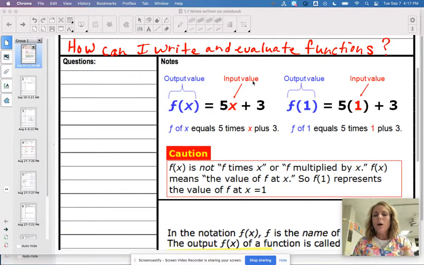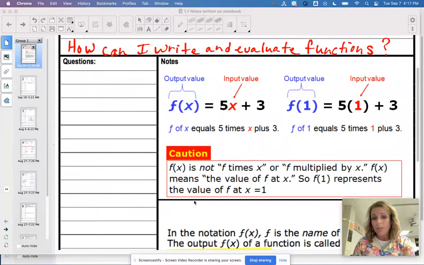When we're talking about input and output, the input values are our x values. The output values are f of x, which is also y. And it means f of x equals 5 times x plus 3. It is not 5 times x. That's what this caution says. F of x is not f times x or f multiplied by x. F of x means the value of f at x.